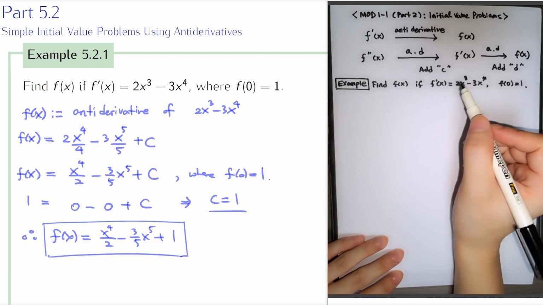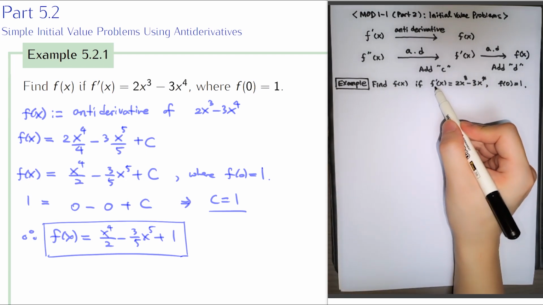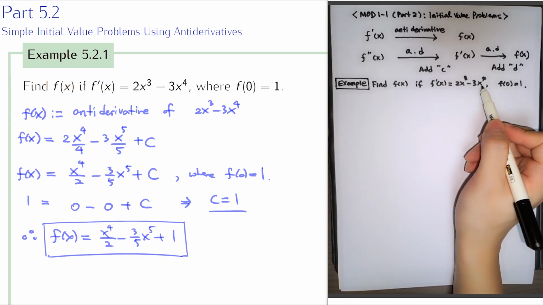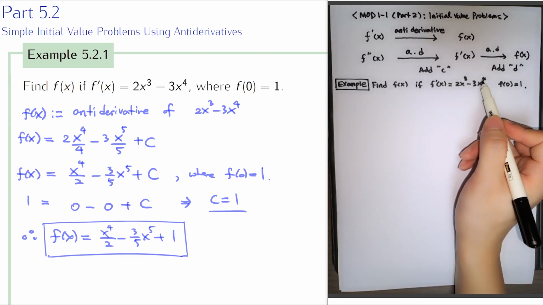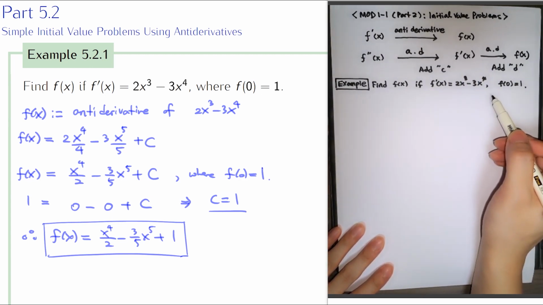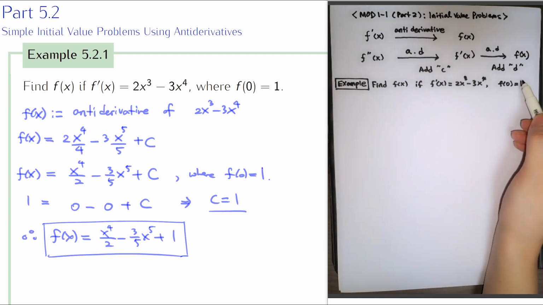All right, everyone, let's try this example. Currently, we have f prime of x equals 2x cubed minus 3x to the power of 4. By the way, do you know why this kind of setup is called an initial value problem? It's because the question has kindly given us the initial value, which is when x is 0, the y value is 1.